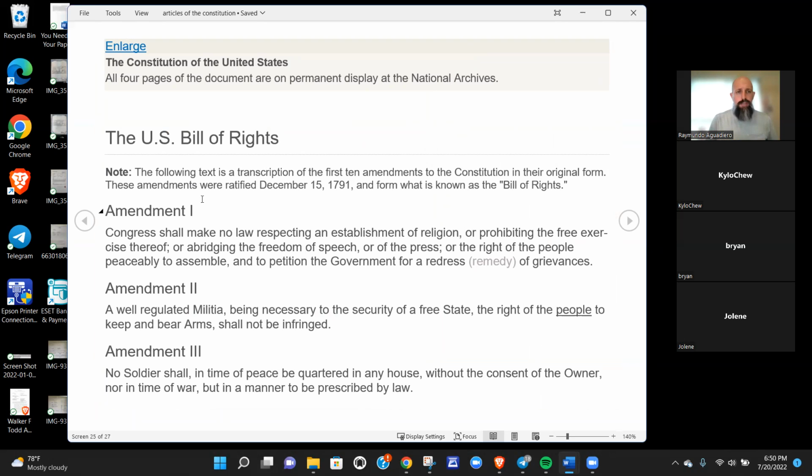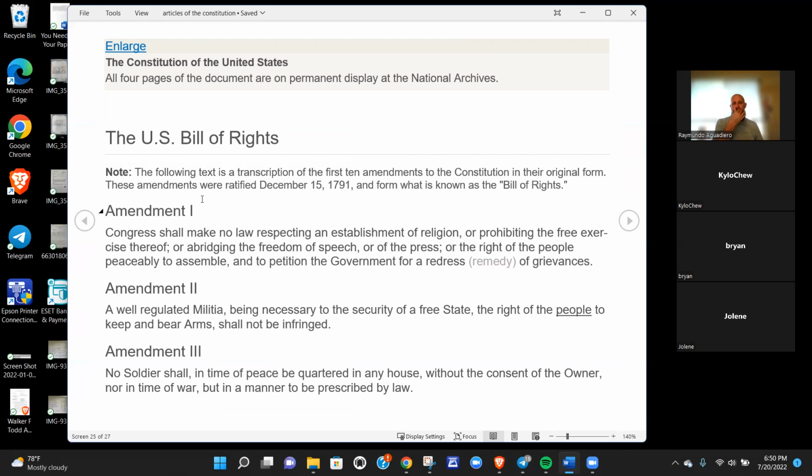Part of the Constitution is the Bill of Rights. It is the first 10 amendments. I took this from the exact same spot, I think, that I got the articles. All right, Amendment 1: Congress shall make no law respecting an establishment of religion or prohibiting the free exercise thereof, or abridging the freedom of speech or of the press, or the right of the people peaceably to assemble and to petition the government for a redress of grievances.